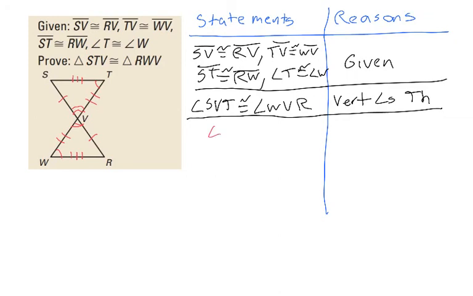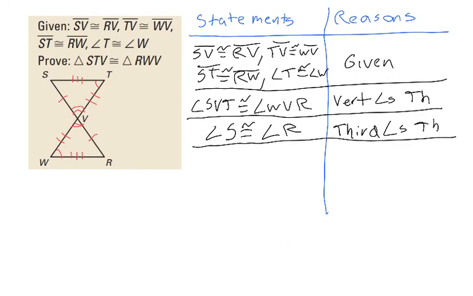Let's stick with black. So angle S is congruent to angle R. And why is that? Well, it was the theorem from this section, and that's the third angles theorem, which says that if two sets of angles in two triangles are congruent, then the third set of angles has to be congruent too. So I'm going to mark that up, S, R.